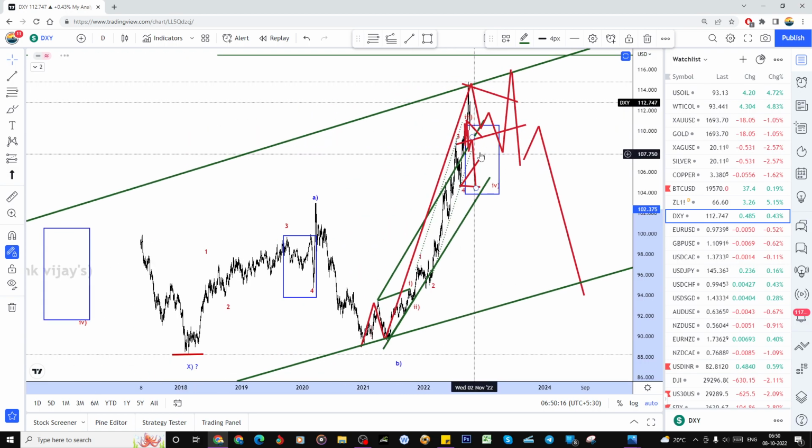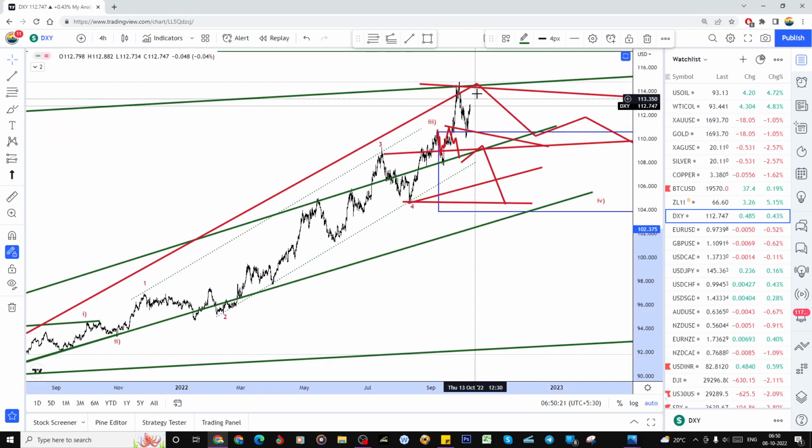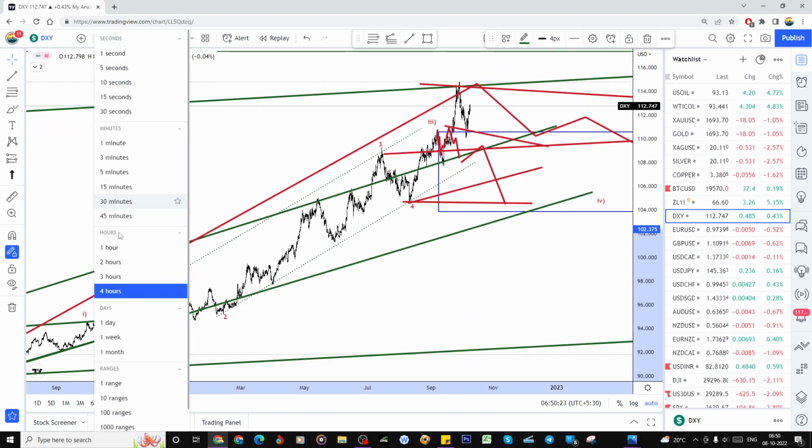So whether one more wave is upside is also possible. I'm not damn sure about this. I won't give the promise here.